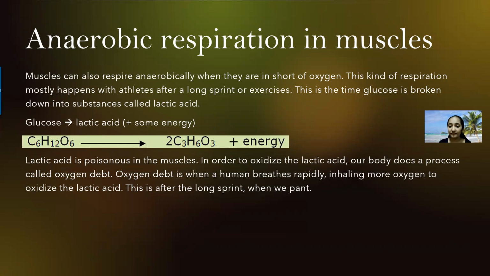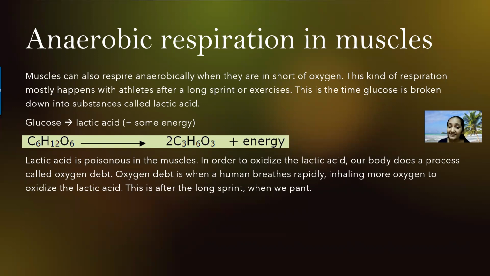So when you're running very fast, you can't breathe properly and run at the same time. And so that means you are in short supply of oxygen, and you need a lot of energy to run. So this is when our muscles respire anaerobically, because they are not getting enough oxygen to respire aerobically. So they do anaerobic respiration and they produce lactic acid, which is very poisonous in the muscles.